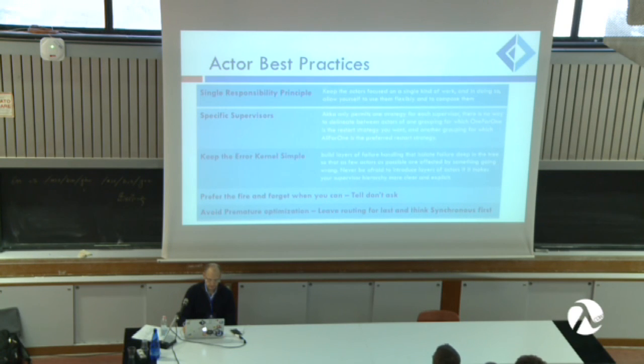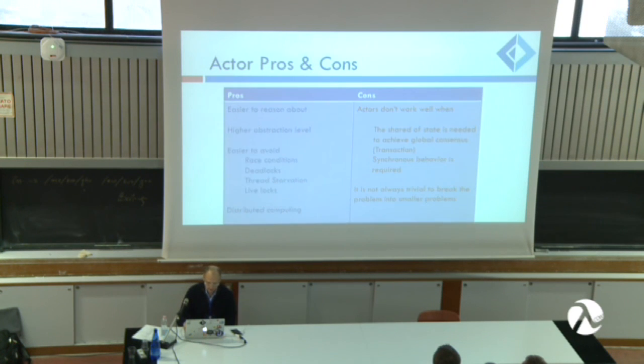And avoid premature optimization, of course. As I did in the last example, start with one and then change it later on, right? Pros and cons: a lot of pros. The only con is that sometimes you have sharing between actors that requires some sort of, like in a transaction, they need some sort of knowledge between them.